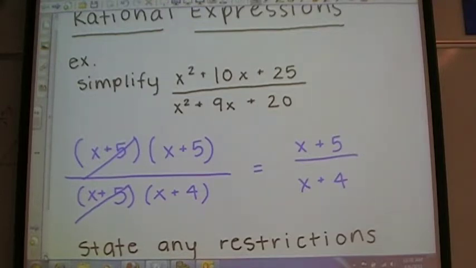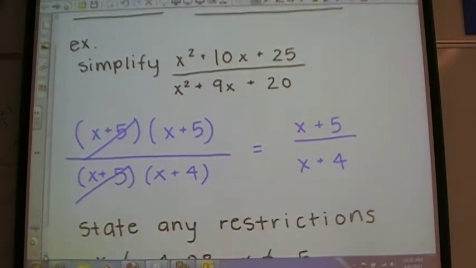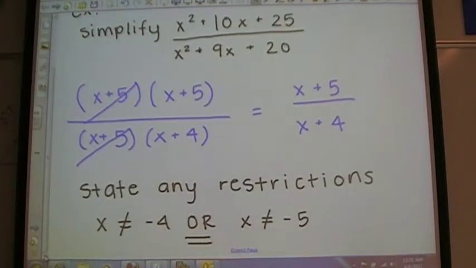You got to look all the way throughout the problem. You don't just get the answer from the final result. You get it from the beginning to the end. So my restrictions would be x cannot equal negative 5 or negative 4. Okay?